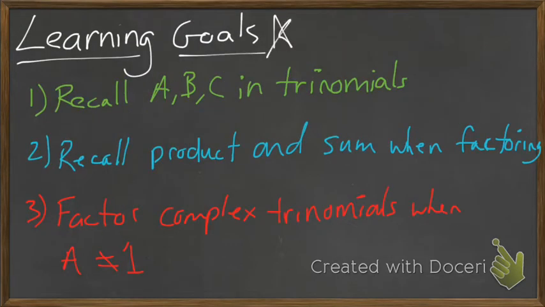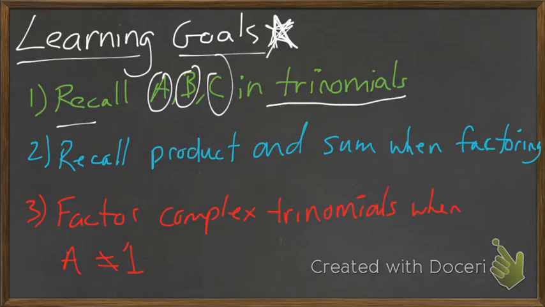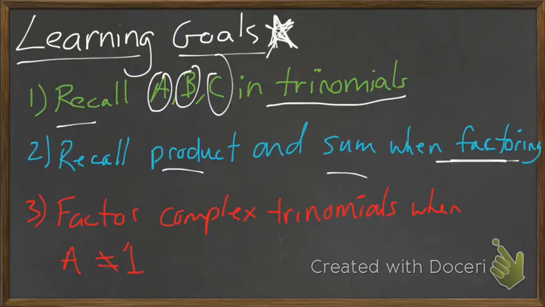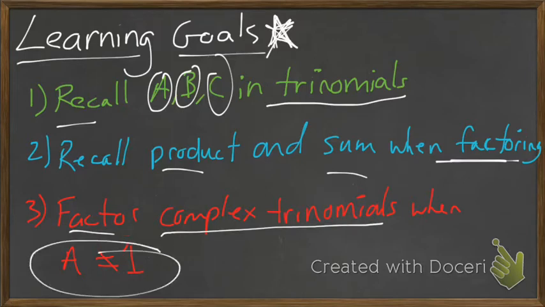So the learning goals for this lesson: we are going to recall values a, b, and c in our trinomials. In fact, recall what a trinomial is. We're going to recall the product and sum when factoring trinomials. And we're going to eventually factor complex trinomials when a does not equal 1. This is the big key here. So if we think that the x squared value, whatever it is, is not 1, it could be 10, 15, 1,000, 3 million, whatever it is, it's not 1. It's going to make it a bit more difficult, but we do have a way of factoring, so let's get to it.